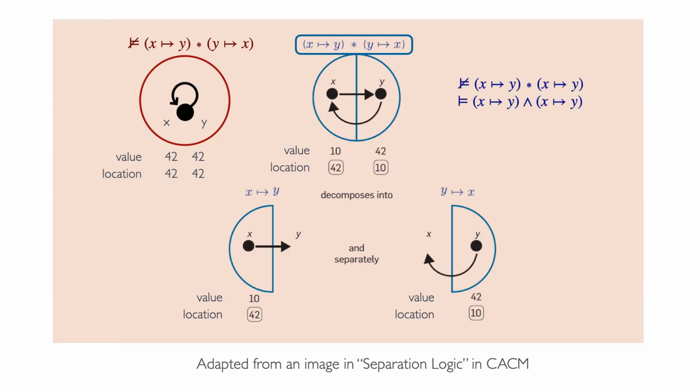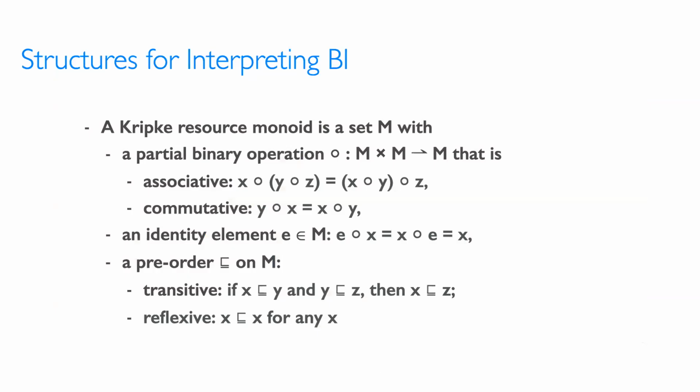So to give a bit of semantic foundation to separation logic, people have looked at some semantic structure. In particular, the classical tool to give semantics to separation logic are resource monoids. Resource monoids are just a set equipped with some partial operation, that is the monoid operation. It has the classical properties of a monoid: it is associative, it is a commutative monoid, it has an identity, and it is also a preordered monoid.